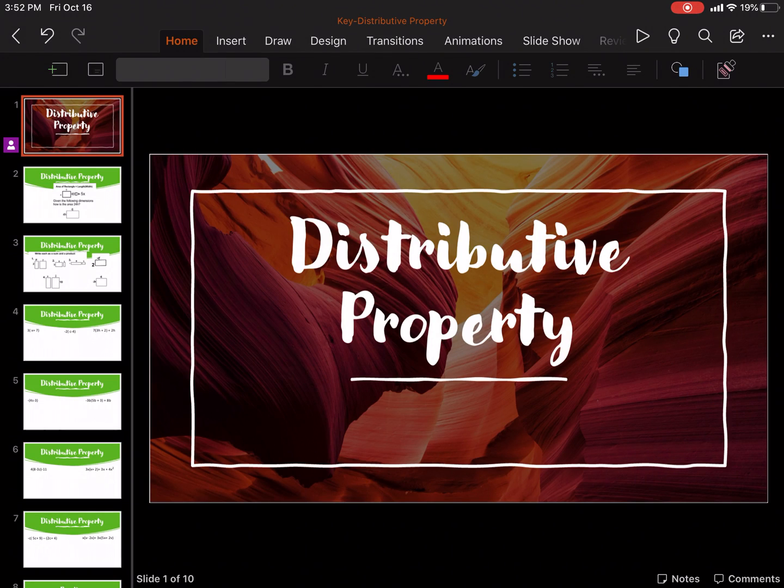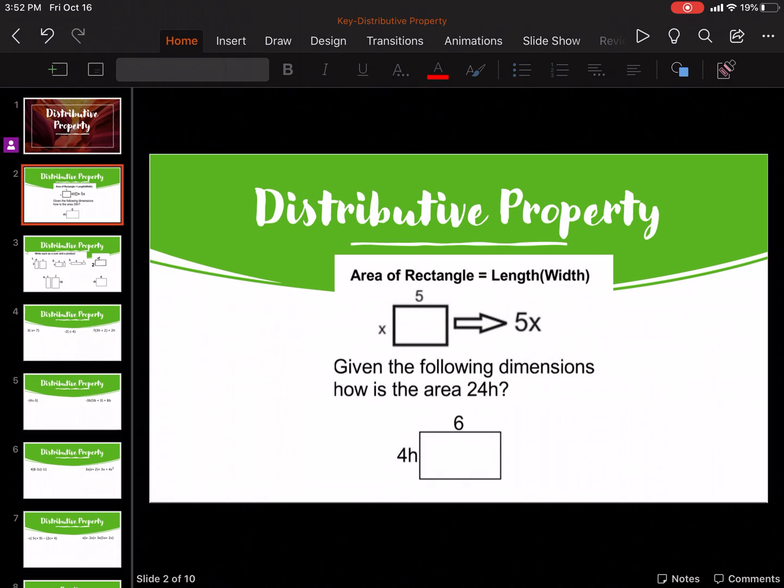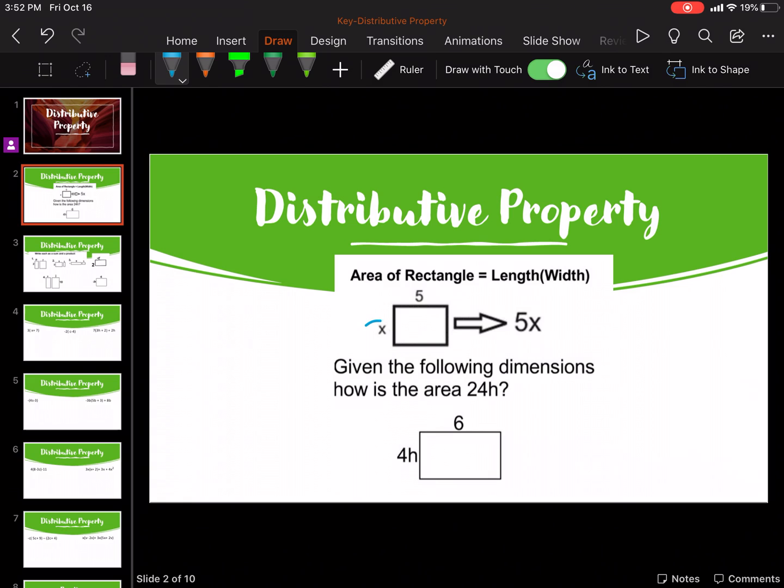Guys, in this video we're going to talk about the distributive property. We talked a little bit about it the other day, but I want to start with a model. Think about an array when you were younger in elementary school doing multiplication. So you have the x and you have the 5. Remember, those get multiplied, so that becomes 5x.